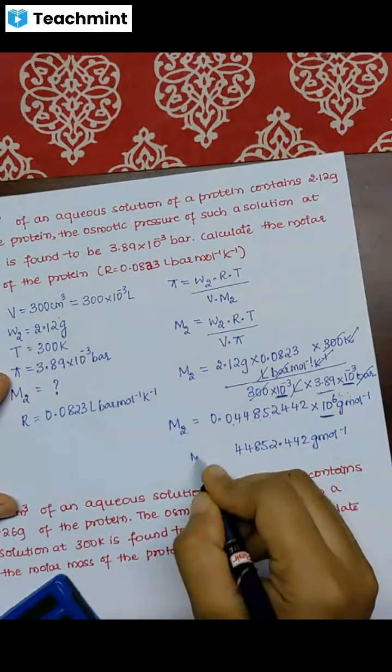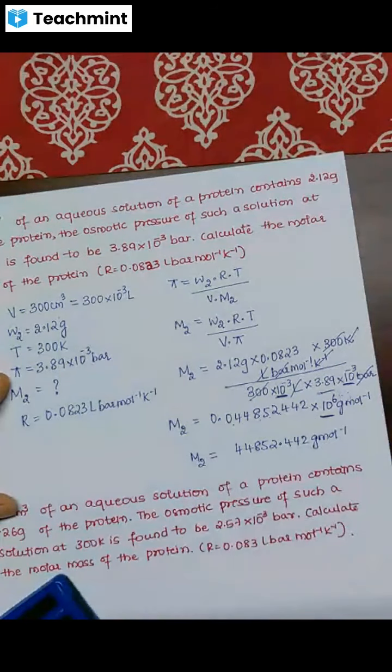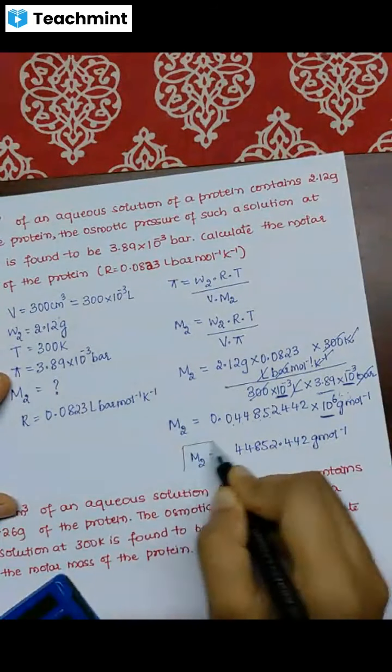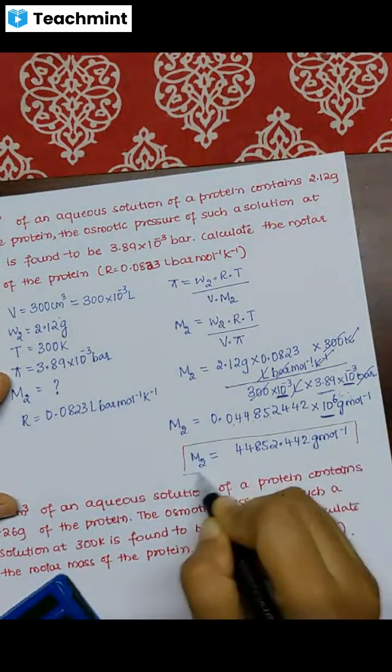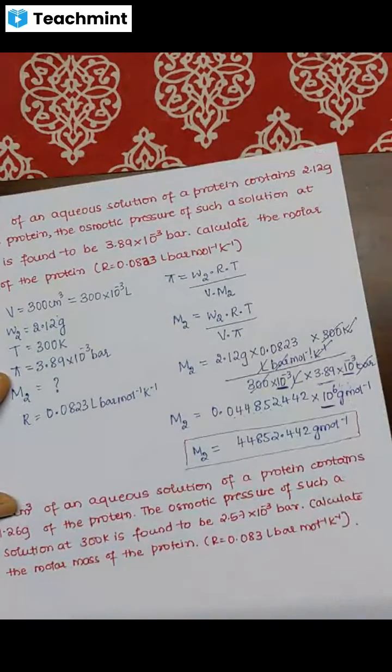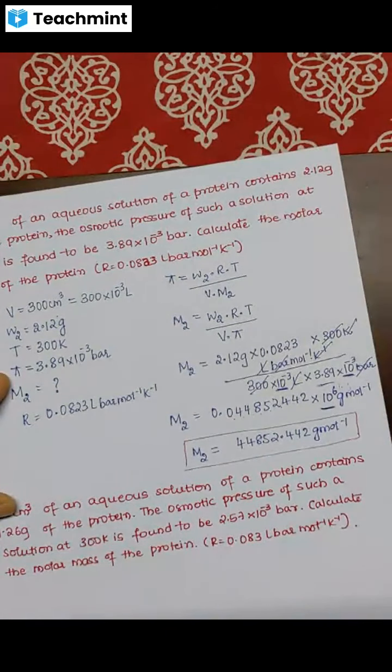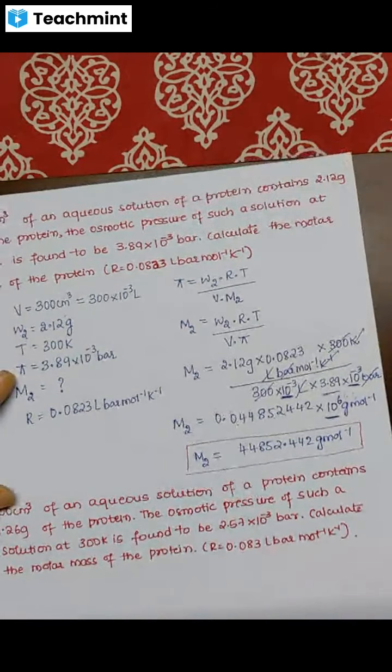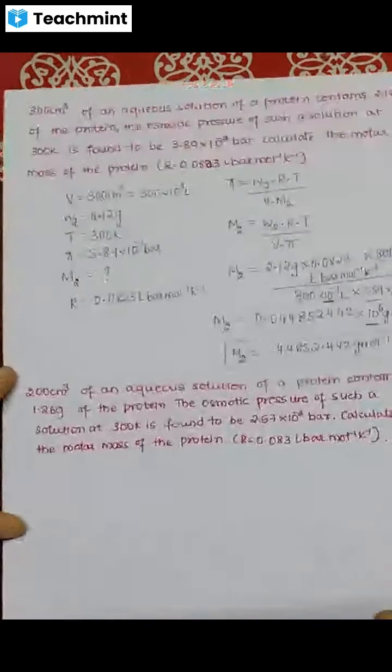So what is the molar mass of the protein given? It is 44,852.442. So that becomes the molar mass of our protein. Then next, we'll solve similarly the next question.